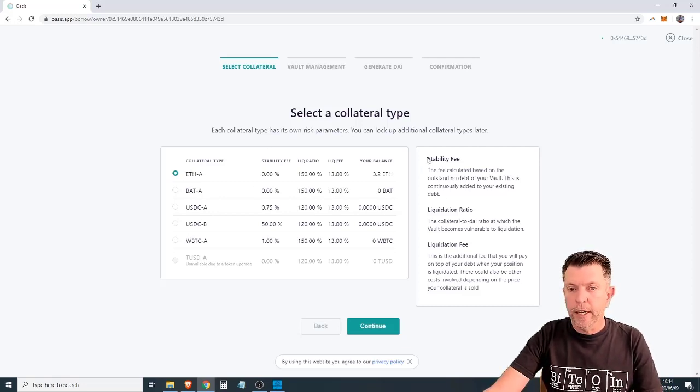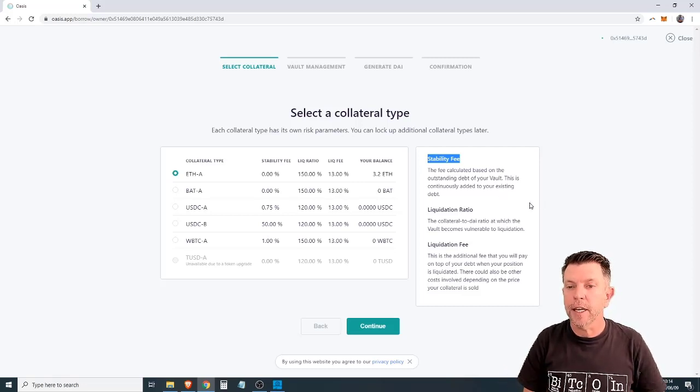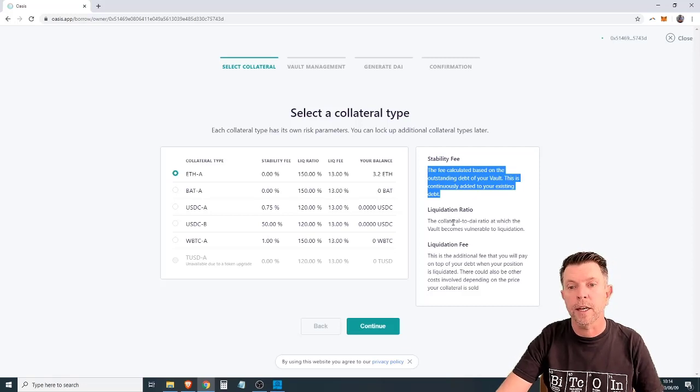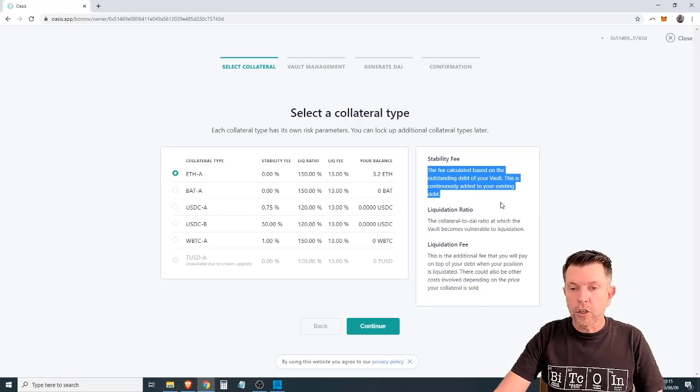Let's go through stability fee. The fee calculated based on the outstanding debt of your vault. This is continuously added to your existing debt. Basically what they're saying is the interest that will be charged on the loan. So in the traditional finance system, this is your interest rate, the interest they will be charging you on your outstanding capital. Liquidation ratio, we've gone over this.